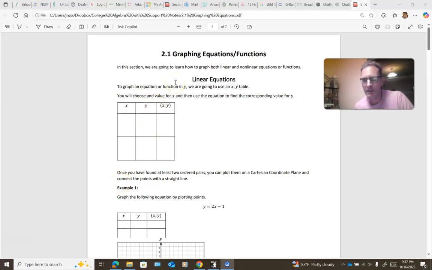Alright, welcome back guys. We're going to start section 2.1, and as you can see this section is on graphing equations. Later we're going to call these functions. Basically what we have going on is we have a relationship between two variables, x and y. And typically you'll see relations like this written as what are called ordered pairs.